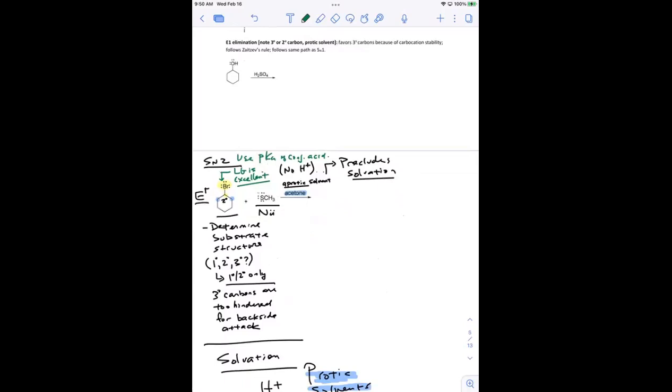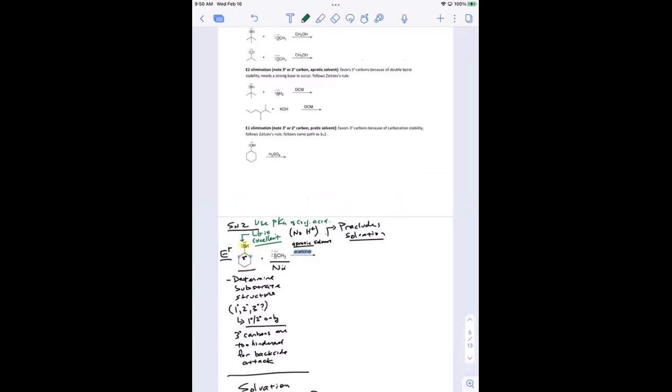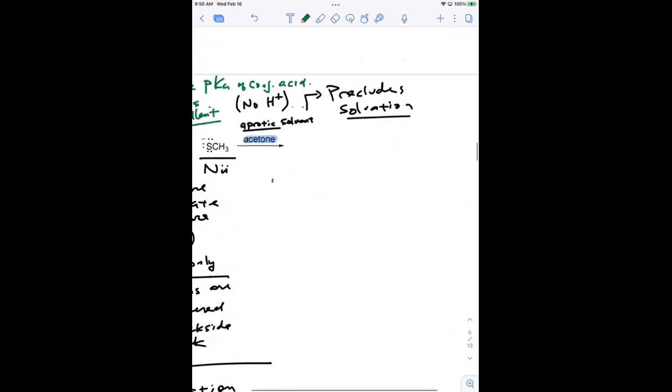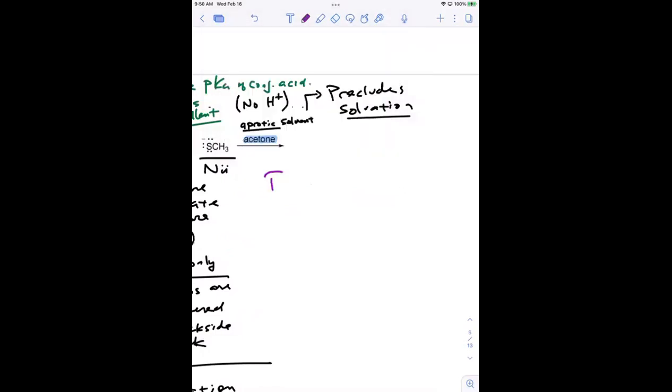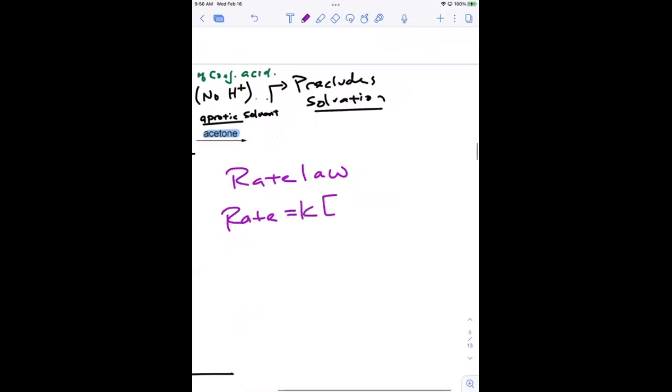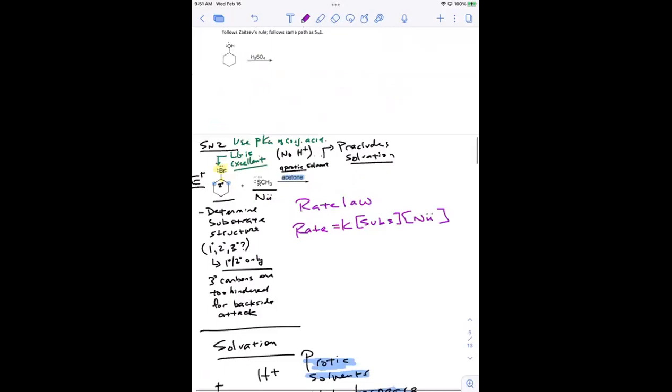We talked about one already, which is the transition state, but I'm going to come back to that. We also need to talk about the rate law, because we said up front that this was a bimolecular reaction. If it's bimolecular, the rate is going to be dependent on both the nucleophile and the electrophile. So rate is k times the concentration of the substrate and the nucleophile. Right? That matters.